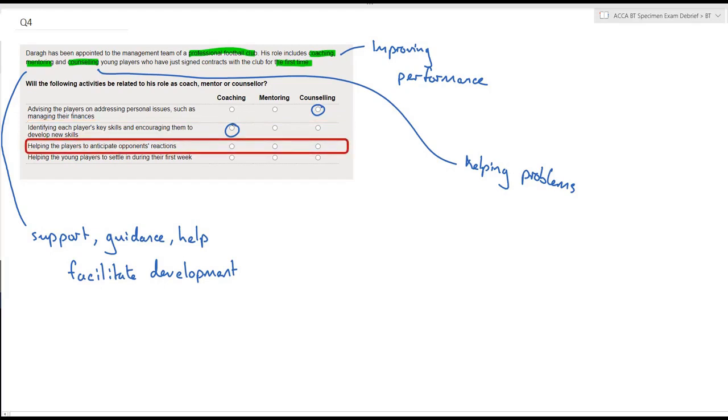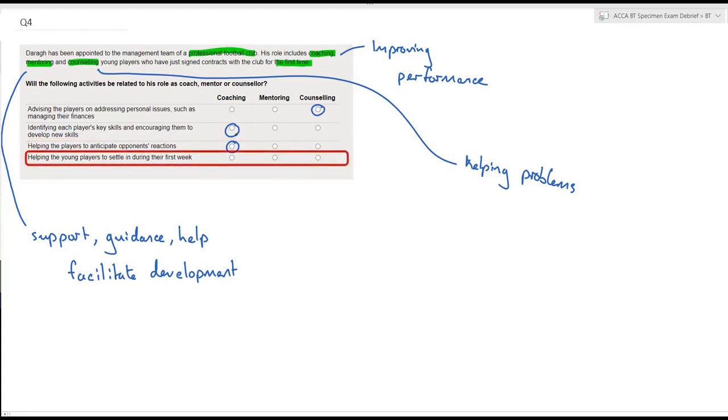Helping the players to anticipate opponents' reactions. Well, again, I think that's improving performance. I've got no problem giving the same answers for 2 of the options that are next to each other. Coaching for both of those.